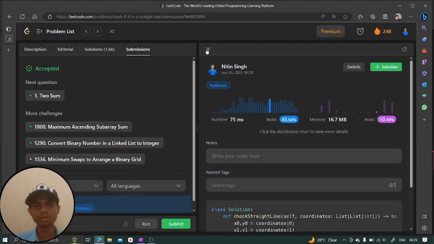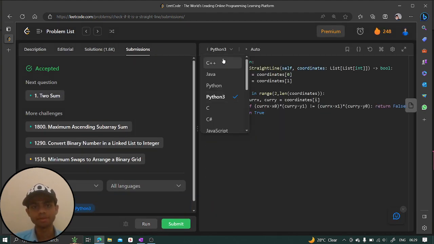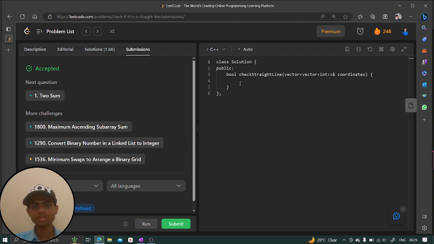Now let's move to the next programming language, that is C++. In C++, first of all, we are going to calculate two things. First is x0, which is coordinates of 0 comma 0, and y0 is coordinates of 0 comma 1. After that, we copy this and paste it over here, and this is going to look like 1 comma 1, and this is y1, and this is also 1 comma 0, this is y0.